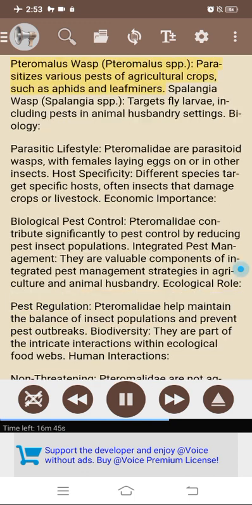Examples of Terra melody. Terra mellis wasp. Terra mellis spp. parasitizes various pests of agricultural crops, such as aphids and leafminers. Soligia wasp. Soligia spp. targets fly larvae, including pests in animal husbandry settings.